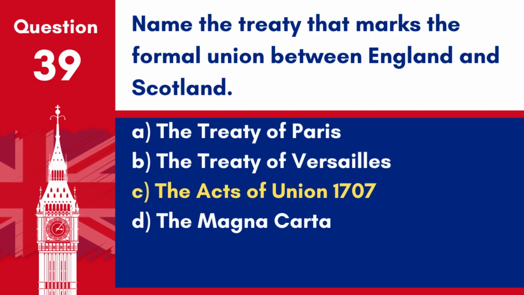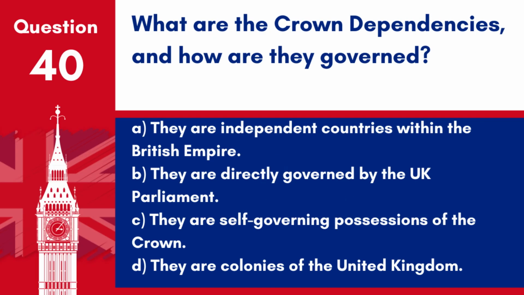Answer: C. The Acts of Union 1707. The Acts of Union 1707 formally united the kingdoms of England and Scotland under the name of Great Britain. Question 40. What are the Crown dependencies and how are they governed? A. They are independent countries within the British Empire. B. They are directly governed by the UK Parliament. C. They are self-governing possessions of the Crown. D. They are colonies of the United Kingdom.